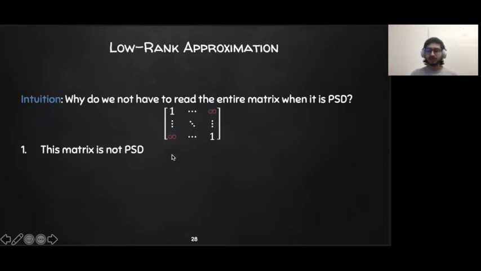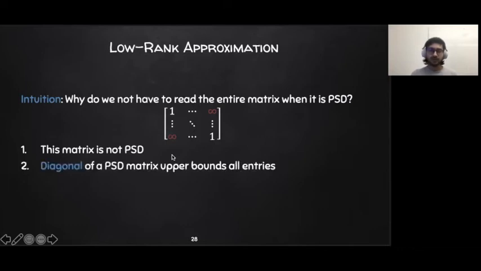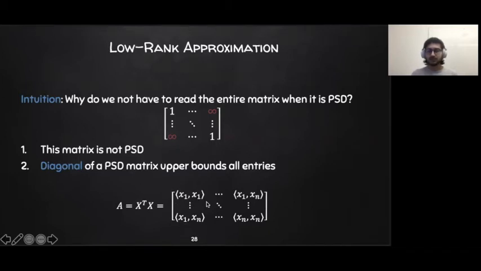However, it's not too hard to see that this matrix is actually not PSD. While there are multiple ways to see this, we will focus on the following property of PSD matrices. The diagonal of a PSD matrix upper bounds all off-diagonal entries. To see a quick sketch of this proof, recall that any PSD matrix A can be written as a product X transpose X for some matrix X. So this means that the ijth entry of A can be represented as the inner product of the ith and jth columns in X.